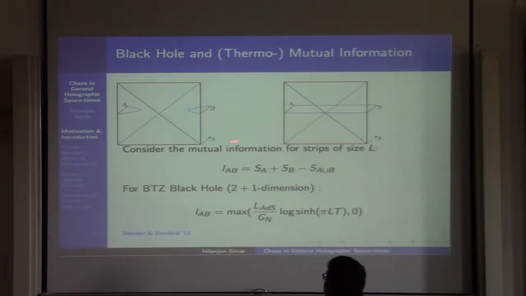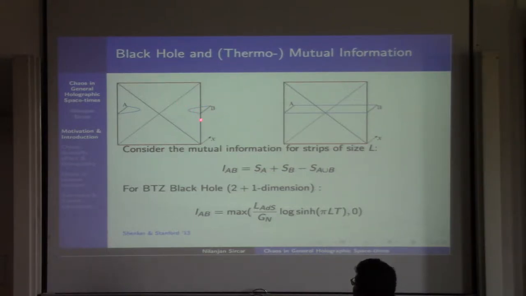And you can take the entanglement entropy, then you can define the mutual information in the usual way. But now you have to keep in mind that these regions are not in the same field theory, but in the two different copies of the thermofield double. And these kinds of calculations were done by Shenker and Stanford, in this BTZ black hole, where you can show that you can calculate this kind of thermal mutual information analytically. And there is another point that here also you will have connected and disconnected surfaces.